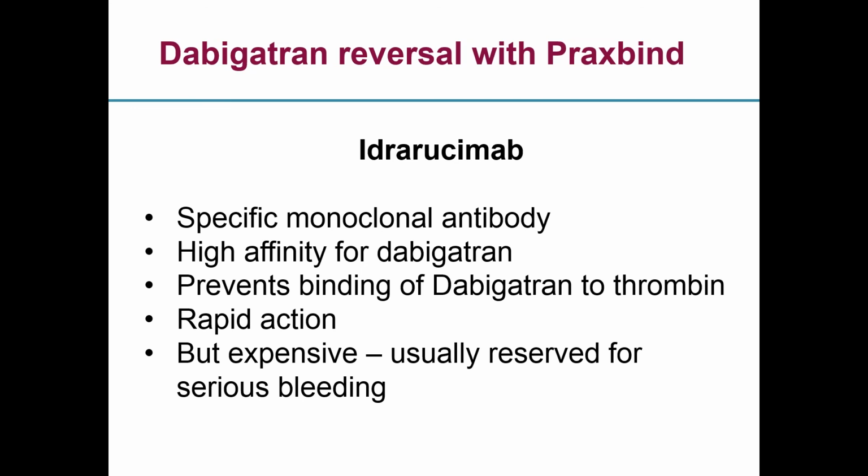Just while it's on this slide, this is a remarkable drug, a monoclonal antibody that can directly bind, has a high affinity for Dabigatran, and prevents it from binding to the thrombin. The research was done in New Zealand to show that it was very effective at stopping bleeding in people who were on Dabigatran and came to hospital following a trauma or needed urgent surgery, and the drug needed to be reversed. So that has been shown to be highly effective.